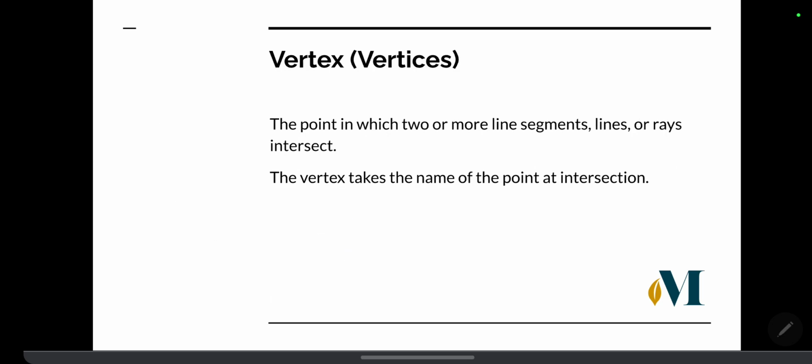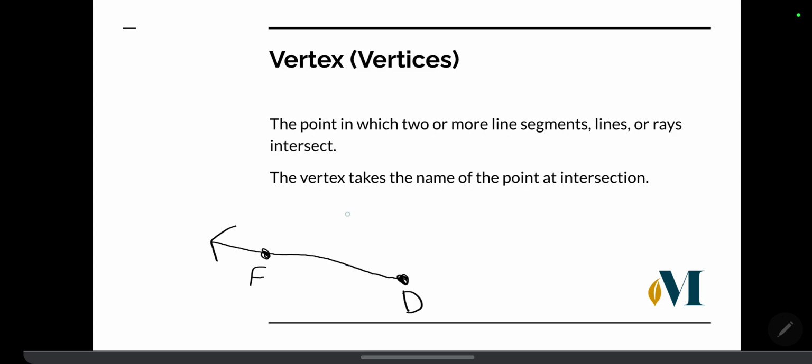All right, now let's talk about a vertex, plural vertices. Okay, so the vertex is the point in which two or more line segments, lines, or rays intersect. Okay, so it's a point of intersection. Okay, and the vertex takes the name of the point of intersection. So, for instance, if I have a ray here, okay, here's my endpoint. I'm going to call it DF. All right, this is my ray.